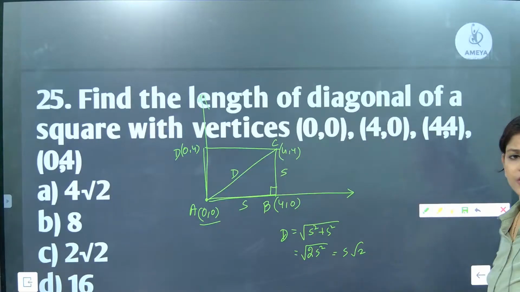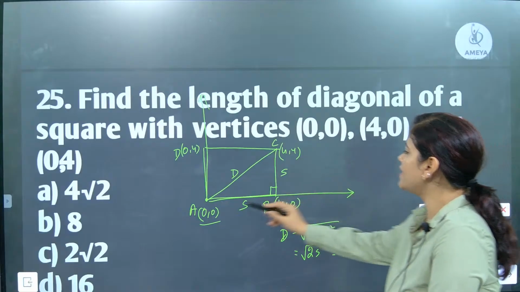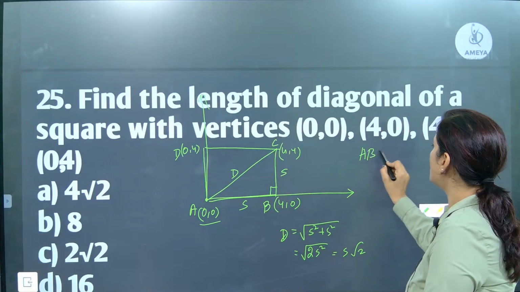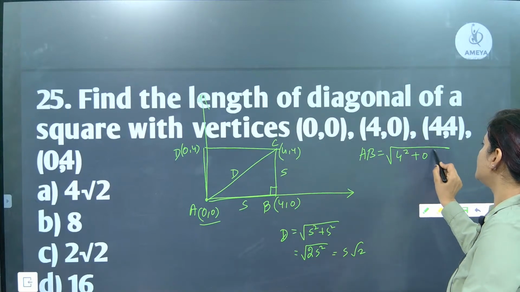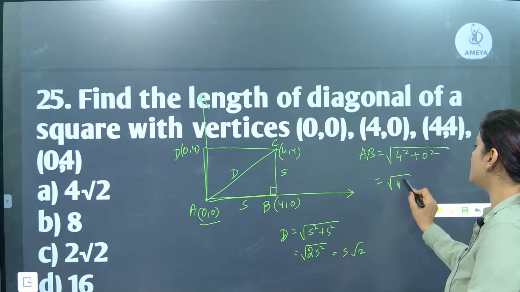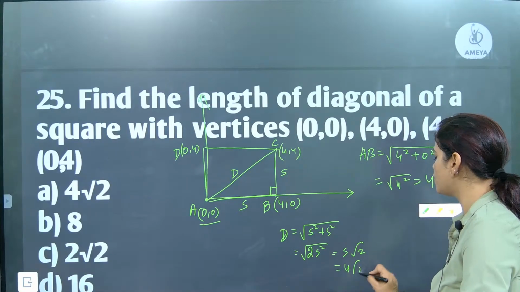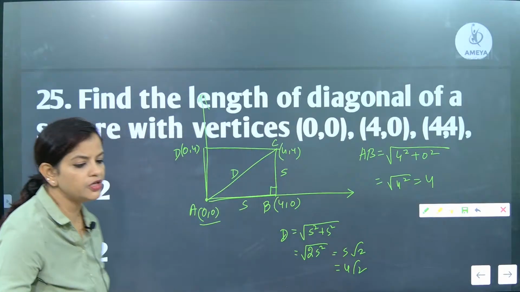The first option, option A, is 4 root 2. With one side, for the square, AB is equal to root under 4 minus 0 square plus 0 square. So it is root under 4 square, which is 4. So side root 2 is 4 root 2. This is when you are using the side.